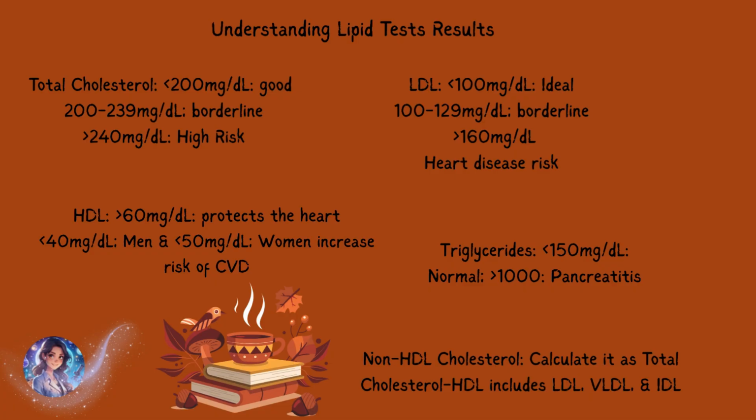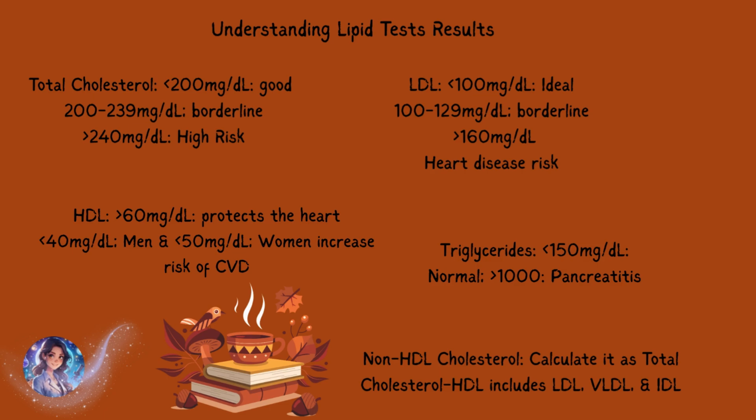And our VLDL is carried by ApoB100. And for the ranges of this, less than 150 milligrams per deciliter is normal. 150 to 199 is borderline. 200 to 499 increases cardiovascular disease risk. And anything greater or equal to 500 is very high. And anything greater than 1,000 risks acute pancreatitis. So our pancreas gets inflamed by too many triglycerides.